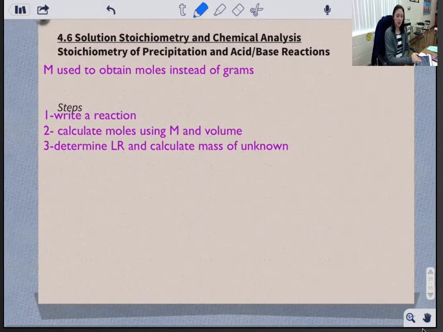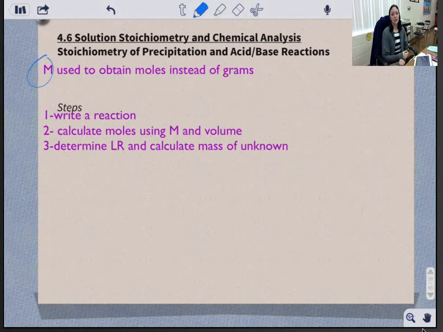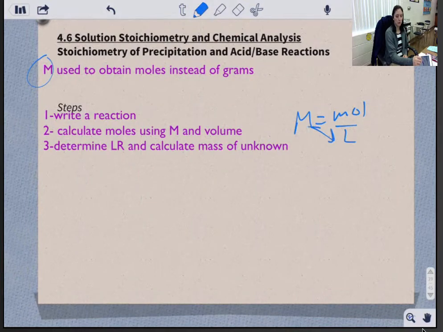Now we deal with 4.6, where we're dealing with stoichiometry, so we're going to do a little bit of math, where we use our molarity instead of the moles or grams that I give you to start. So all you've got to do is write the reaction. You're going to calculate the moles using a molarity and a volume, because remember, molarity is moles per liter, which means these two multiplied equal my mole number. I'm going to determine a limiting reactant, and calculate the mass of some unknown. That's what you do for precipitation reactions and acid-base reactions. So it's stoichiometry that we did last year and the beginning of this year, just with a different beginning, is all it really is.